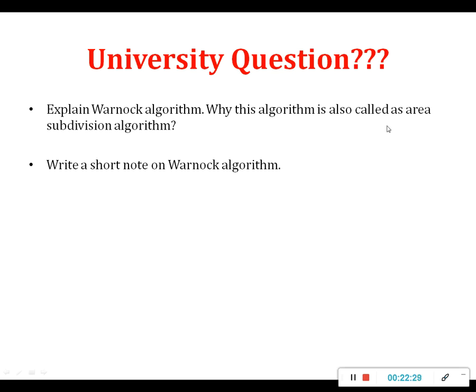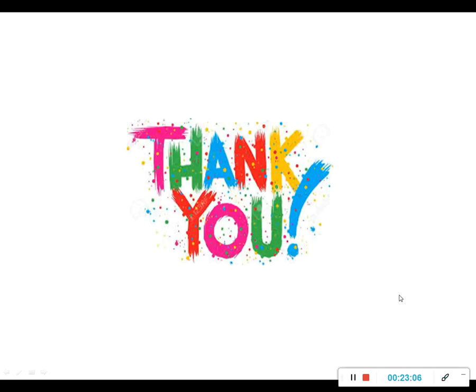So what kind of questions are asked in the university question paper? Explain Warnock's algorithm, and why this algorithm is called the area subdivision algorithm. You need to explain in detail how we divide the area into 4 parts, and again those sub areas into sub areas likewise. And we can show it diagrammatically also. The next question is, write a short note on the Warnock algorithm. So you have to repeat the same thing here. You have to show the 4 different categories, that is content, disjoint, surrounding, and intersecting polygon, and according to that write down the steps required for Warnock's algorithm.